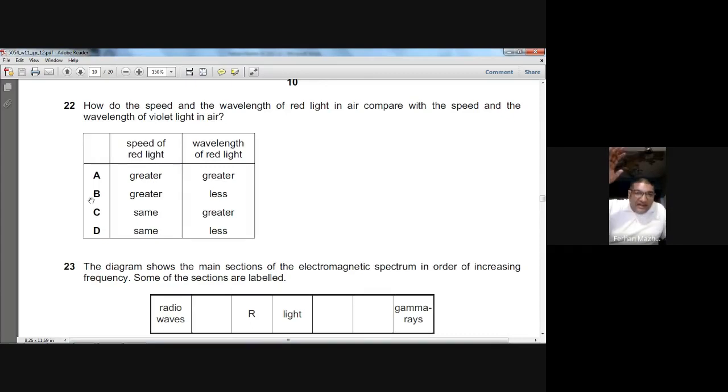And the top color, red, Roy G. Biv. Red has the longest wavelength, and the violet has the smallest. Its wavelength is smaller as compared to red. The red and the violet both will have the same speed in the air. The red will have the longer wavelength or greater wavelength. So the speed will be the same, but the wavelength of the red will be greater. So C is the choice for question number 22.